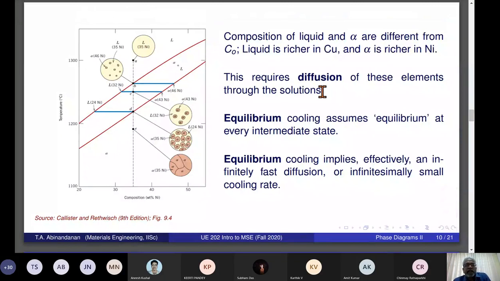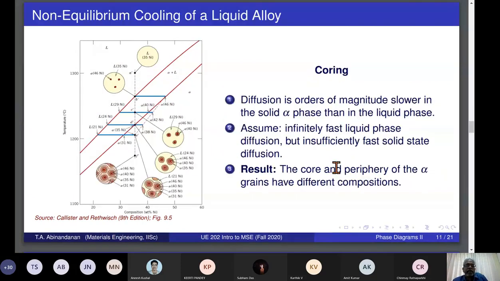And diffusion is a horribly slow process. We will see another example coming up in a couple of slides. But equilibrium cooling basically assumes equilibrium at every intermediate stage. And it basically implies that diffusion is extremely fast, or the cooling rate is extremely small, or rather infinitesimally slow cooling. So effectively, you are giving enough time for composition equilibration to happen. Under normal circumstances, this is usually not the case.